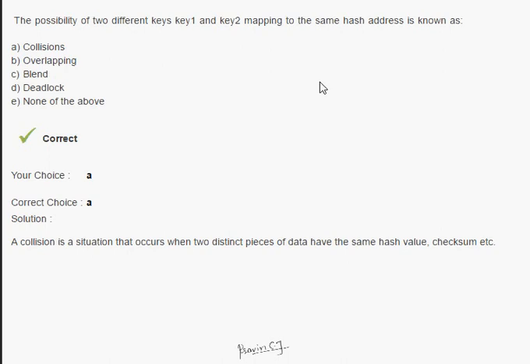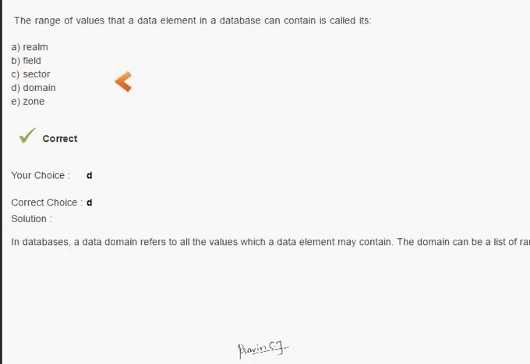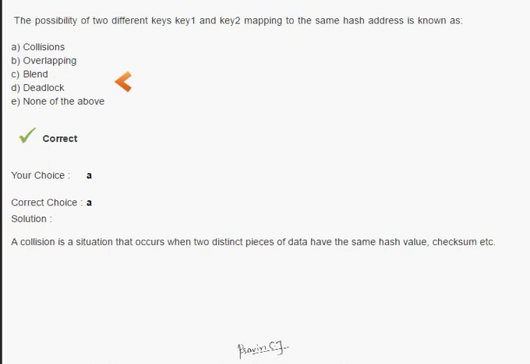Next question. The possibility of two different keys, key 1 and key 2, mapping to the same hash address is known as: option 1 collision, second one overlapping, third one blend, fourth one deadlock, and last one none of the above. Option A, collision, means what? Collision is a situation that occurs when two distinct pieces of data have the same hash value. Okay, that is called a collision.